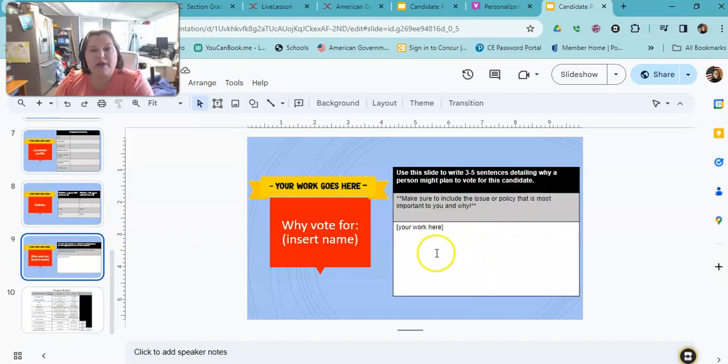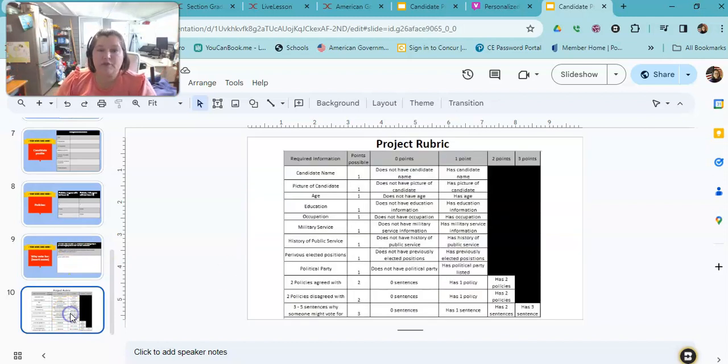Then on this one, you're going to write a 3 to 5 sentence paragraph trying to convince someone to vote for this person. I'm going to vote for Mr. So and so because I think they're really great. They have this policy and they're going to do this thing, and I think that's what this country needs. Like 3 to 5 sentences. That's it. You are done.